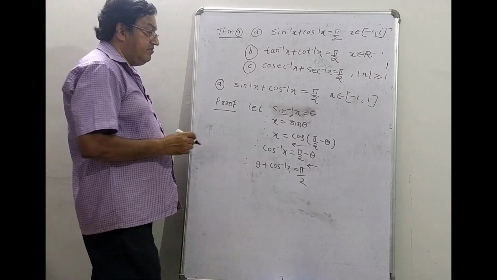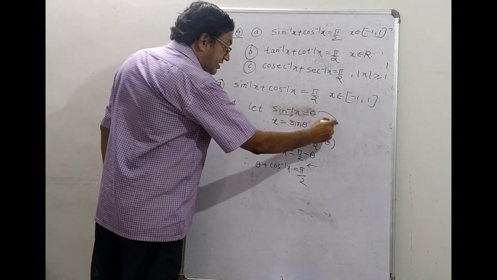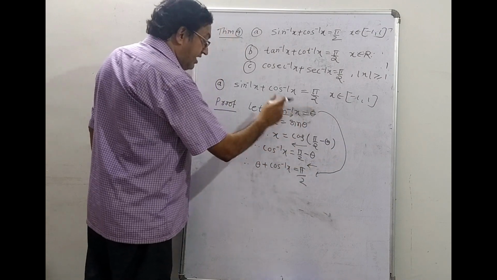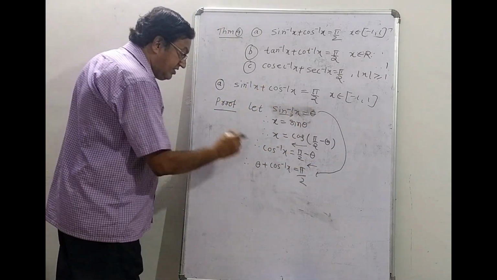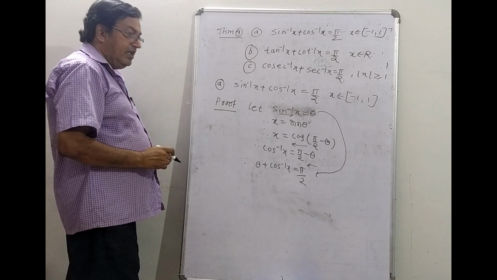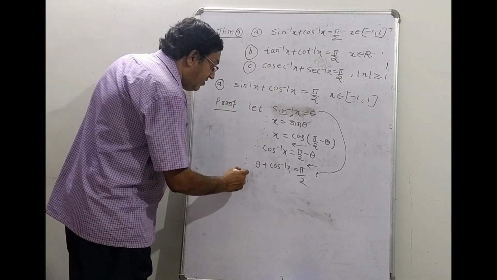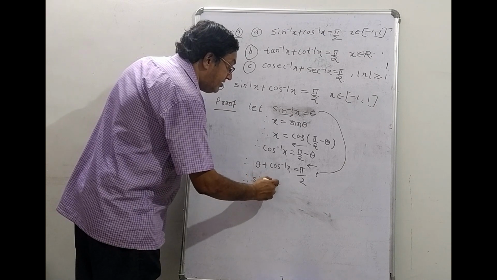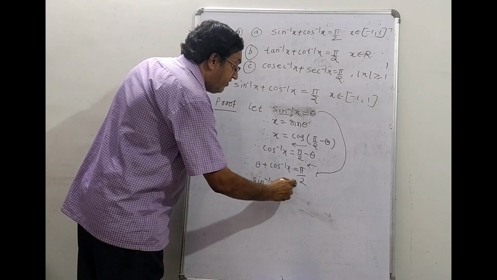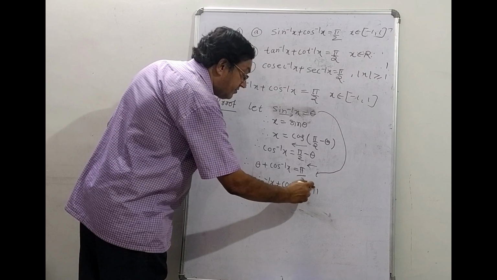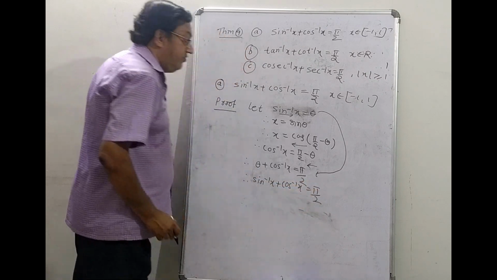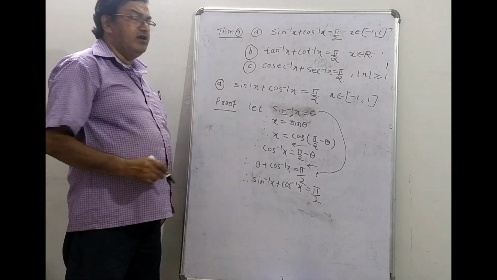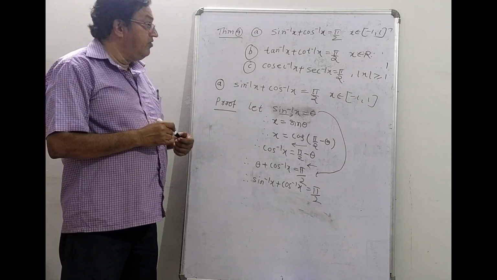But what is theta? Theta is sin inverse of x. So here this theta can be replaced by sin inverse of x. So I will write sin inverse of x plus cos inverse of x equals pi by 2.